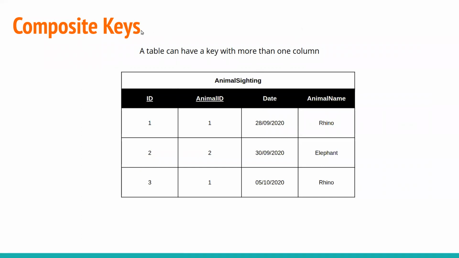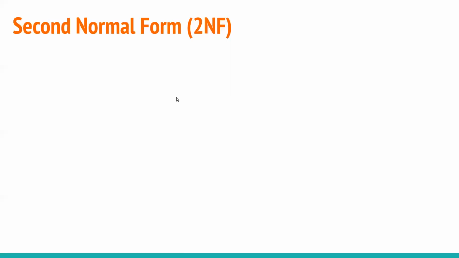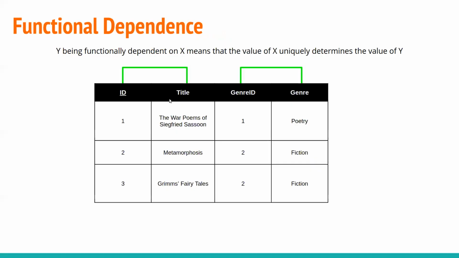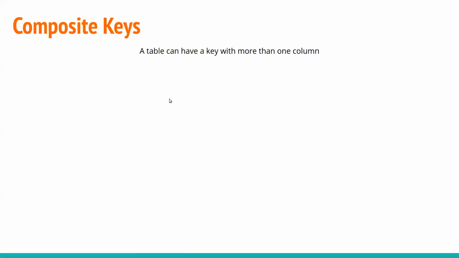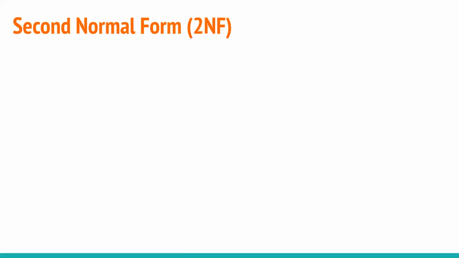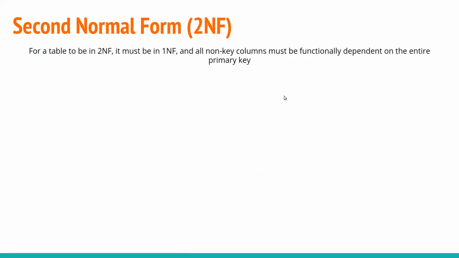A composite key, composite means that it's made up of multiple different parts, like multiple smaller parts. That's composite. So a composite key has multiple columns in the key, in the primary key. So when you understand these two ideas, functional dependence and a composite key, then you can understand the second normal form. So what is the second normal form? This is the rule.